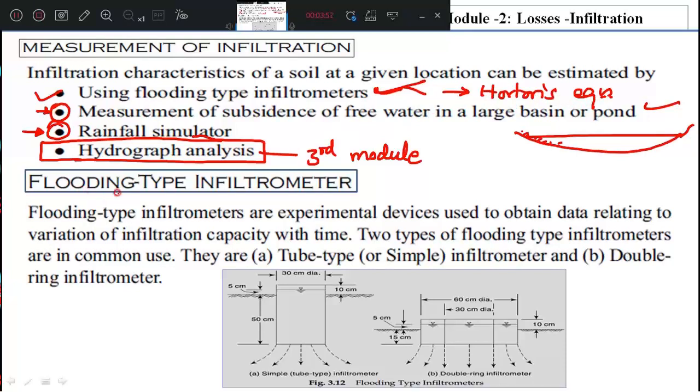See, this flooding type infiltrometer is just common sense. They did not make any sophisticated instrument, they just used common sense and built one instrument. We have two types of instrument. The first one is called a simple tube type infiltrometer, and the second one is a double ring infiltrometer.